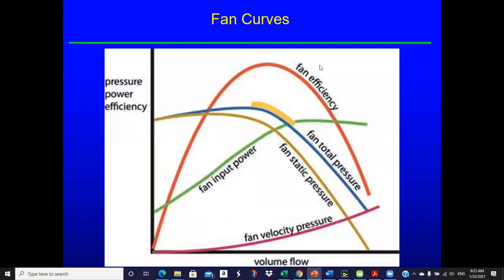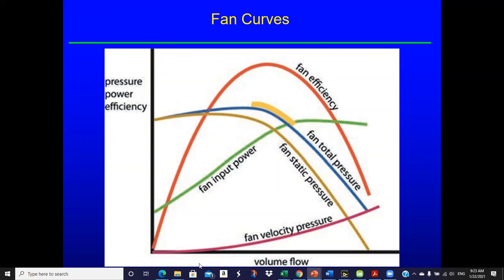Okay, so the fan curve, this is all the information that is typically provided on a fan curve from a manufacturer. Now, we'll have different scales. So, we'll have a pressure scale, we'll have a power scale, which may actually be on the right. We may have an efficiency scale. There may be a double scale on the right, whatever. So we'll have different scales on this stuff.